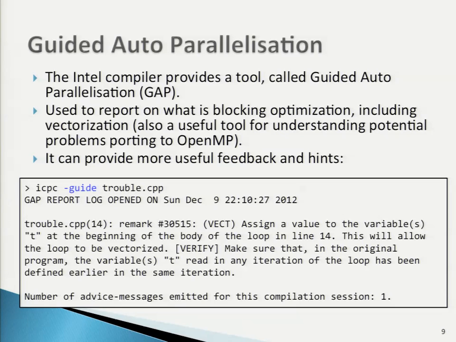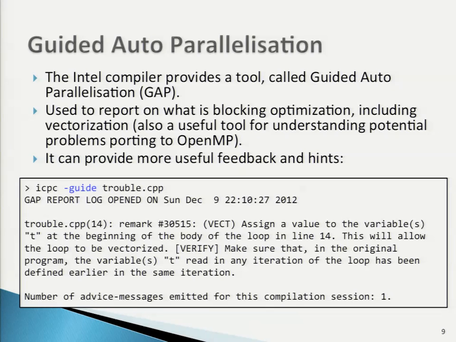So not just vectorization, but it can also try to automatically parallelize your code and report on potential issues there. And that's actually a very useful tool to pass over a loop that you're planning to parallelize using OpenMP. And I think that's actually a very good first step to do. But it can also provide some more useful feedback for some of the more complicated loop dependency problems.